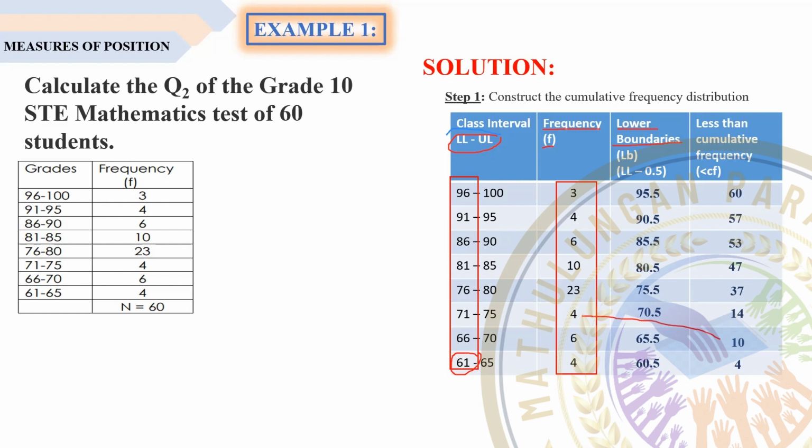So the last number we add at the top, the total number which is 60, should be equal to the total number of frequency. And we all know that our total number of frequency is 60.